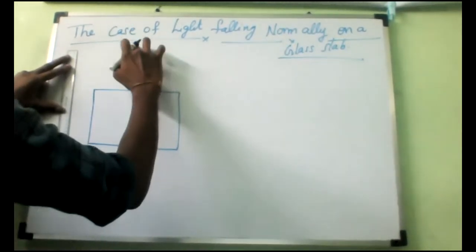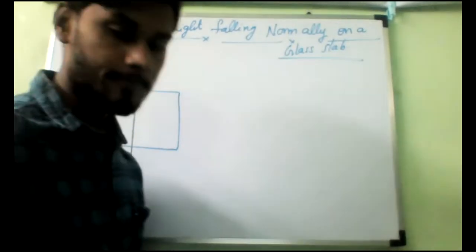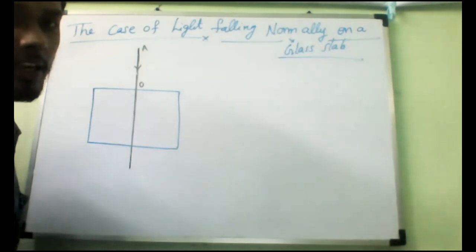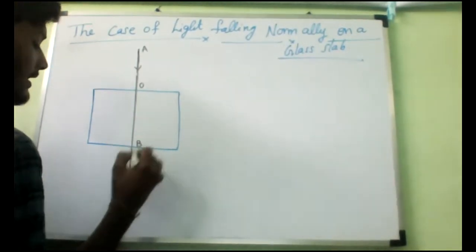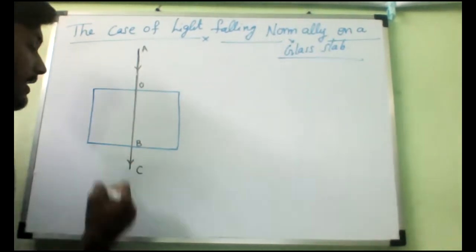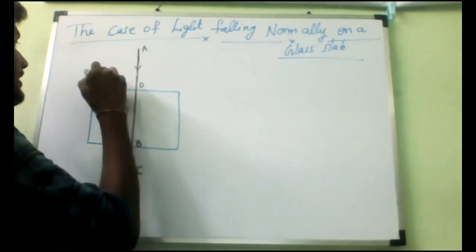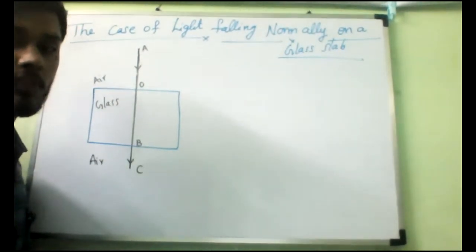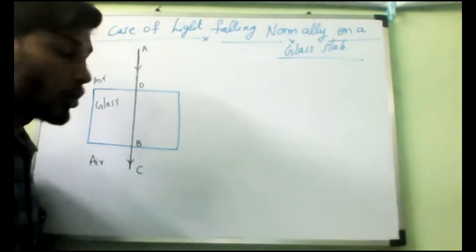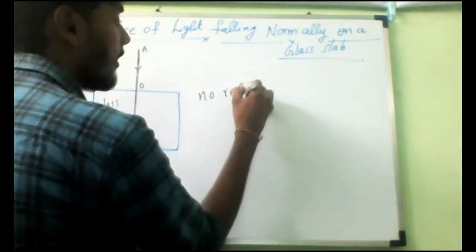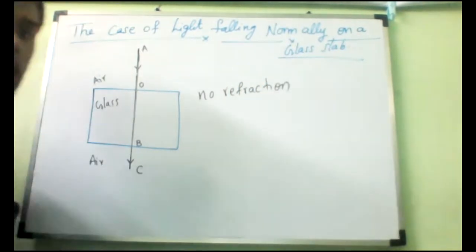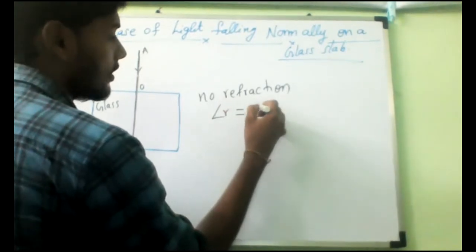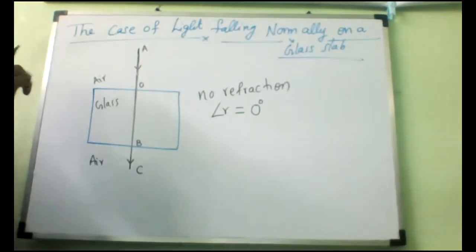But observe, what is the angle of incidence here? AO is the incident ray, and it comes out at the point B. Again it is leaving. Let us call that ray BC. This is air, this is the glass, and this is the air again. Now what is the angle of incidence and what is the angle of refraction here? No refraction. What is the angle of refraction? Zero. The angle of refraction is equal to 0 degrees.